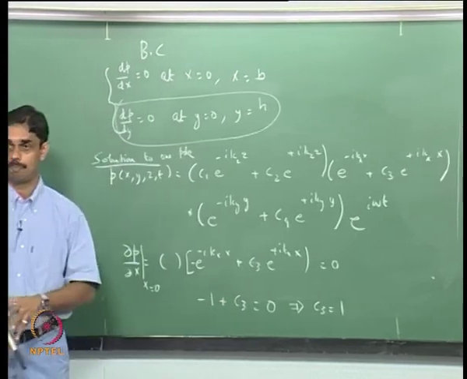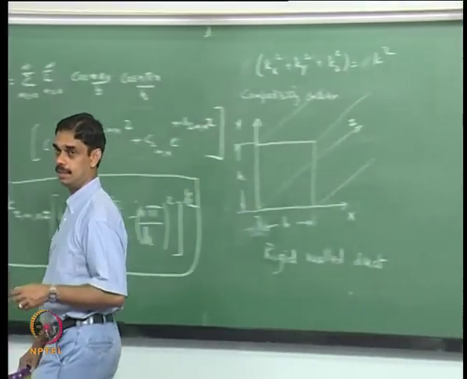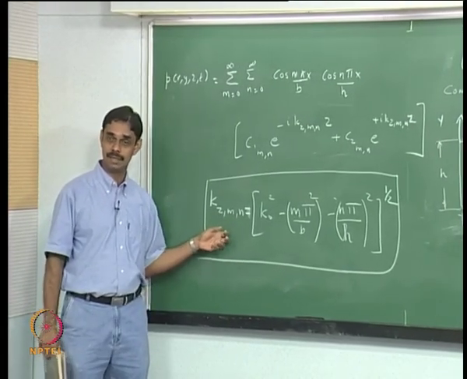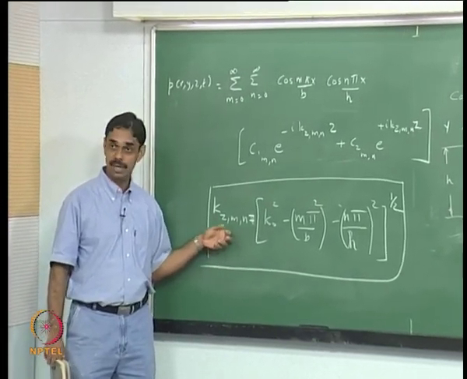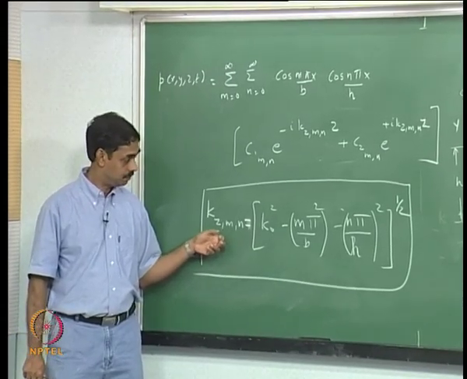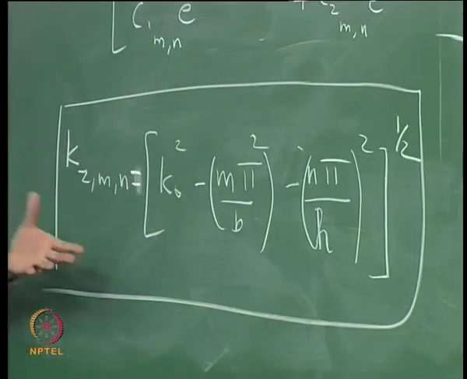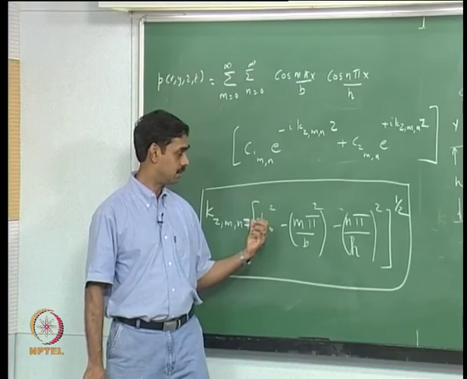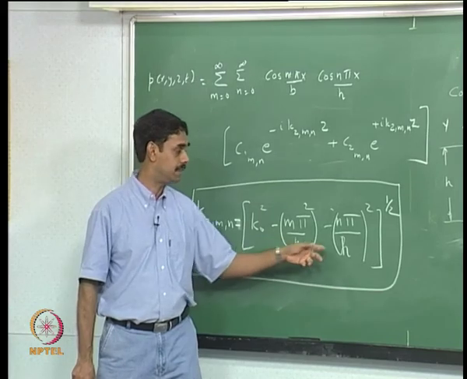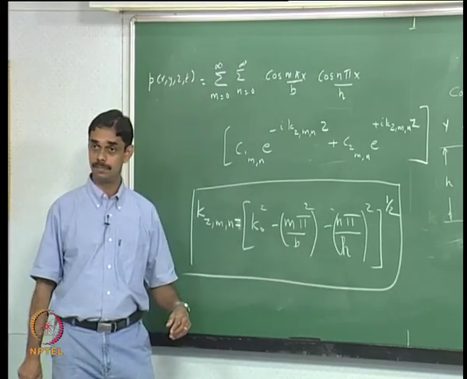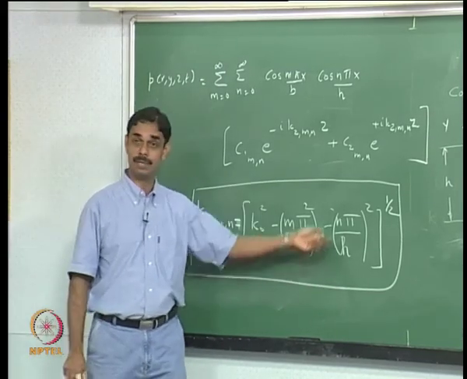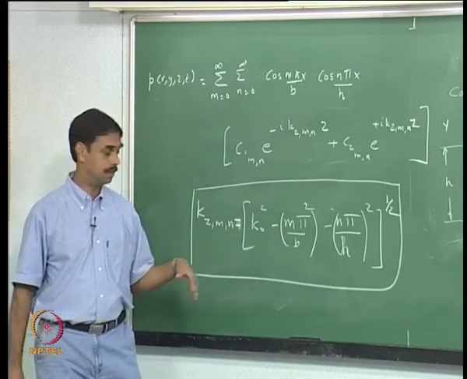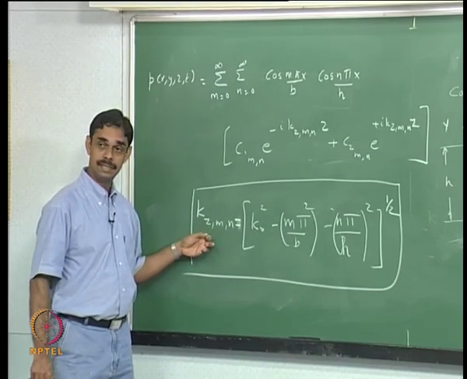Okay. So now you got this expression, but this has very interesting implications which we will look at in detail in the next class, but I will give you a hint of it. What happens when the second and third terms overwhelm k naught? What happens when k naught squared is less than m pi over b squared plus n pi over h squared? This whole term becomes negative. Take the square root of a negative number, it becomes imaginary. So what does kz being imaginary mean?